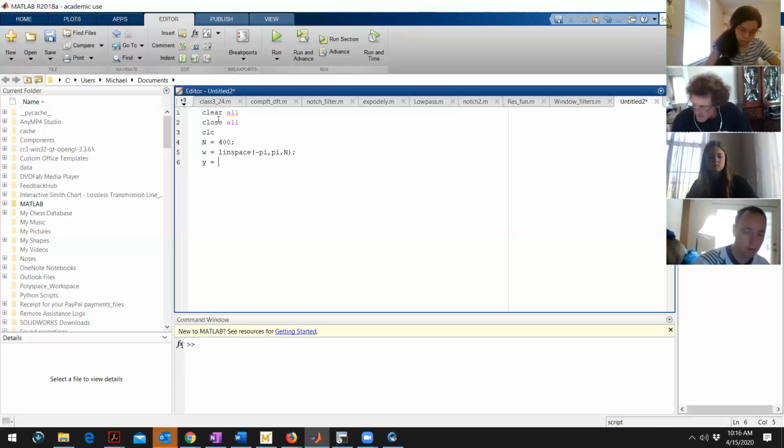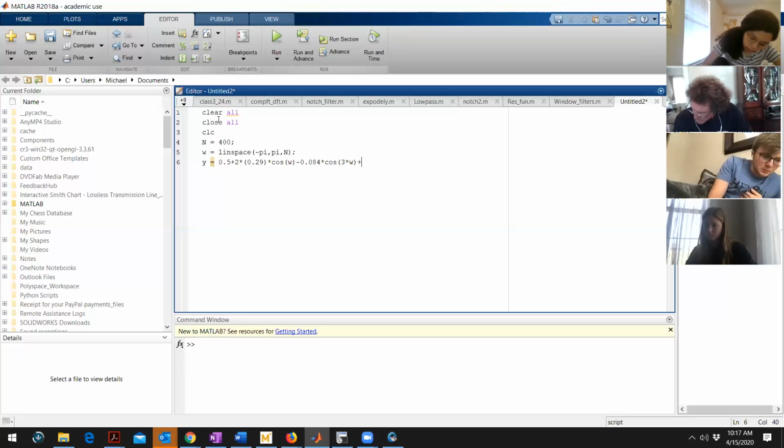is equal to, and it starts out with 1/2, right? So 0.5, plus 2 times 0.29 times cosine of omega. Tell me if I missed anything. Then it's what? Minus 0.084 cosine 3 omega, or 2 times 0.042, all right, 0.084, right? Yes. Times cosine of 3 omega. And then plus 0.01 times cosine 5 omega.